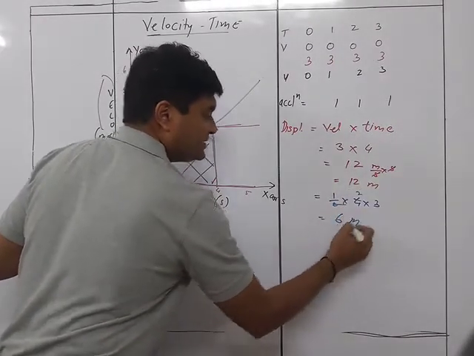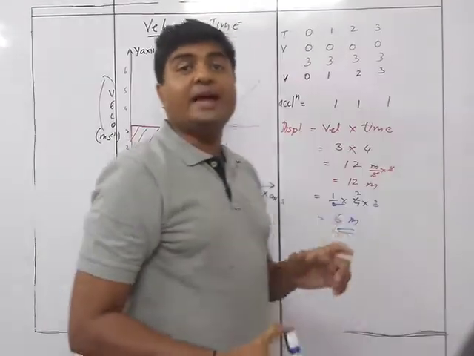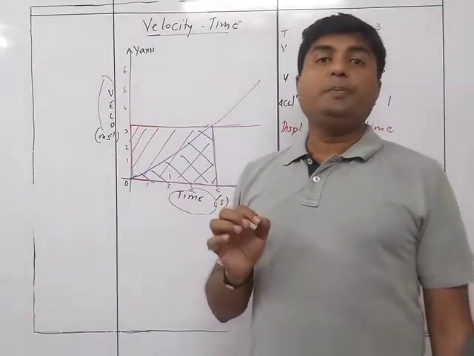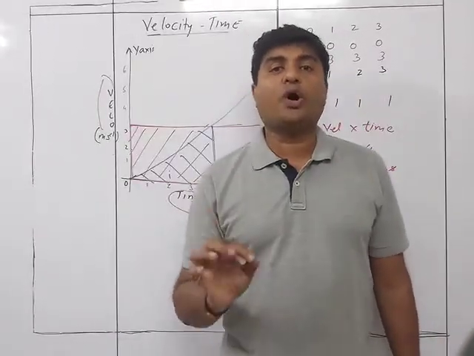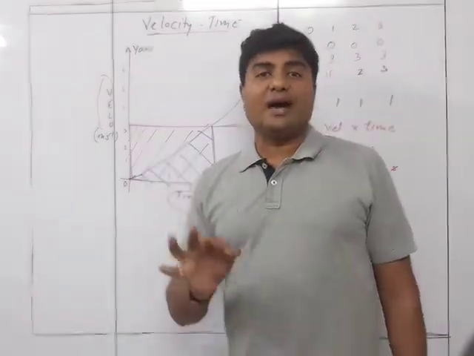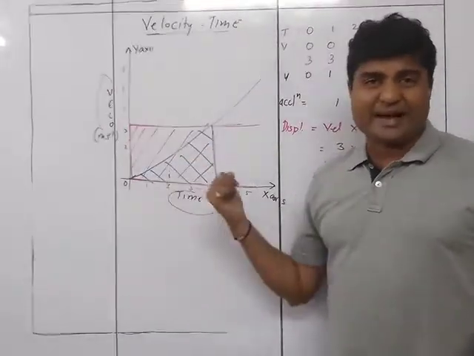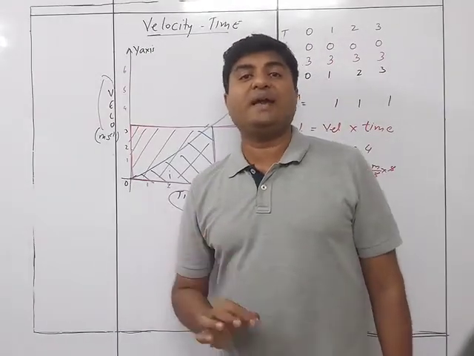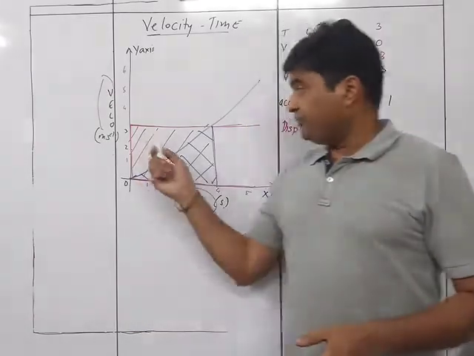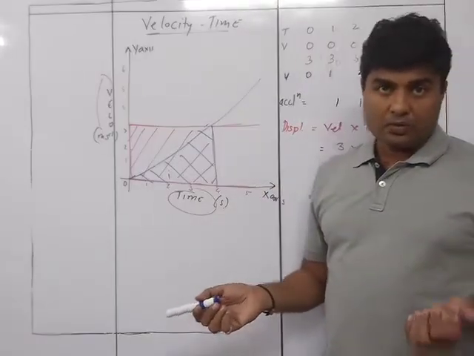This is 6 meters. So you can see that if this graph is an inclined line over here, then the area of the inclined line is going to give you the displacement of that particular body. So the area of the enclosure of the graph with the x-axis is giving you the displacement of the body. So from the velocity time graph we can get the displacement also, right?